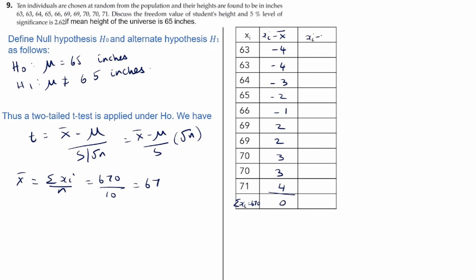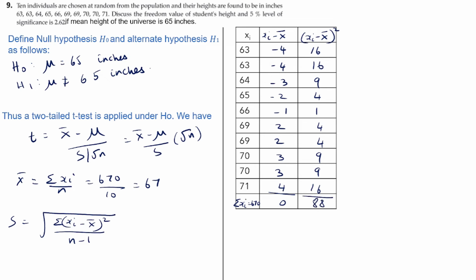Next we have xi minus x bar the whole square. The reason for doing all this is we have s as root of summation xi minus x bar the whole square upon n minus 1, where s square is the unbiased estimator of population variance. So the squares of all these are 16, 16, 9, 4, 1, 4, 4, 9, 9, 16. When we add all these, we get 88.